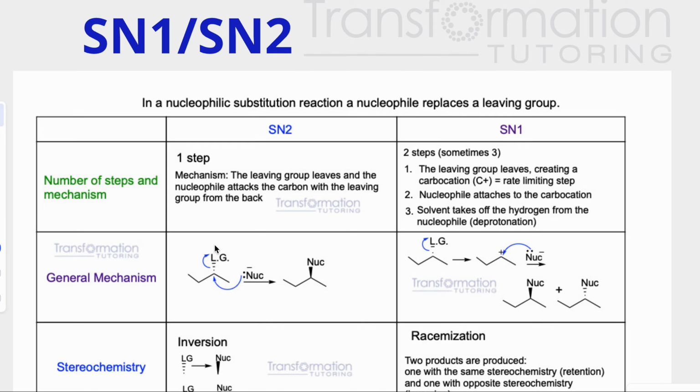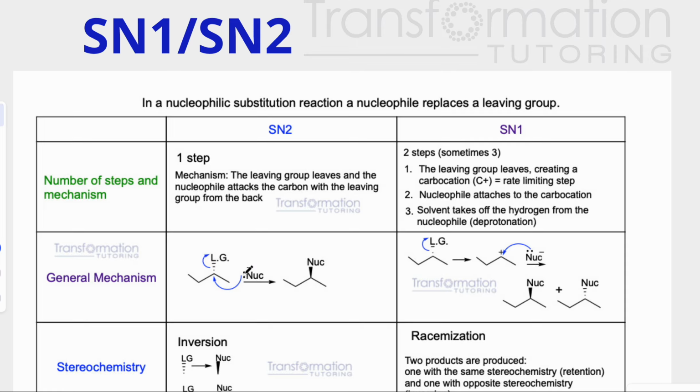For SN2, we draw two arrows. So let's say that this is my starting material and it has a leaving group on a dash, and I have a nucleophile here. The first arrow that you will show will be from the bond to the leaving group. This arrow shows that the leaving group is leaving. So first, an arrow from the bond to the leaving group showing it leaving.